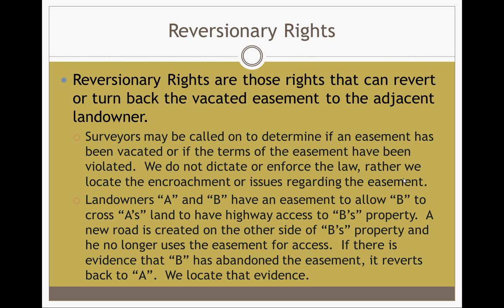A surveyor may be called on to determine if an easement has been vacated. So we may be called out there and you say, hey, this guy's not been using the easement, or these people have not been doing what the easement says. And it's not for us to make the decision, but rather to locate the encroachment and issues regarding the easement. We don't dictate or enforce law. Remember, we don't give legal advice. We don't do any of that because that's not our role as a surveyor.